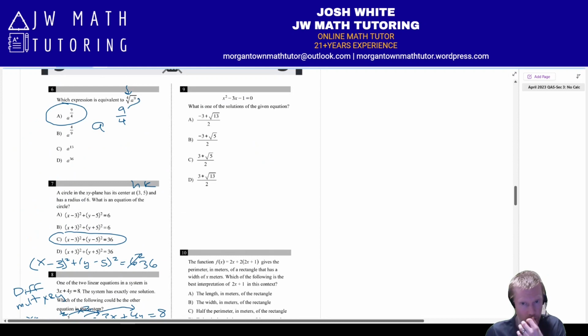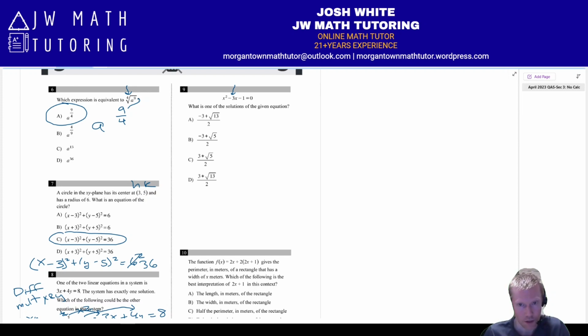This is just a basic quadratic equation. You can solve it by completing the square. You can solve it by quadratic formula. I would probably do quadratic formula only because the b term here is odd. If the b term is even, completing the square is probably easier, but if you try to do completing the square, you're going to get fractions, and it's probably easier to plug into the quadratic formula.